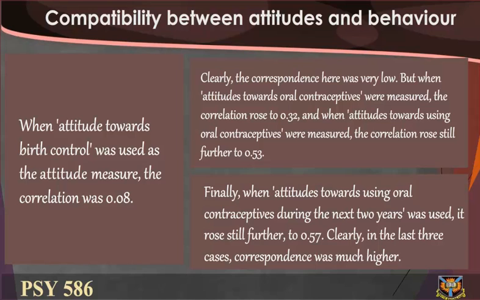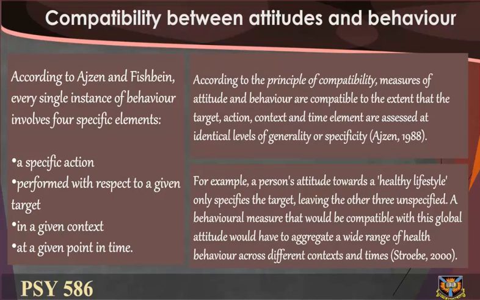Finally, when attitudes towards using oral contraceptives during the next 3 years were used, it rose still further to 0.57. Clearly, in the last 3 cases, correspondence was much higher. According to Ajzen and Fishbein, every single instance of behavior involves 4 specific elements: a specific action, performed with respect to a given target, in a given context, at a given point in time.